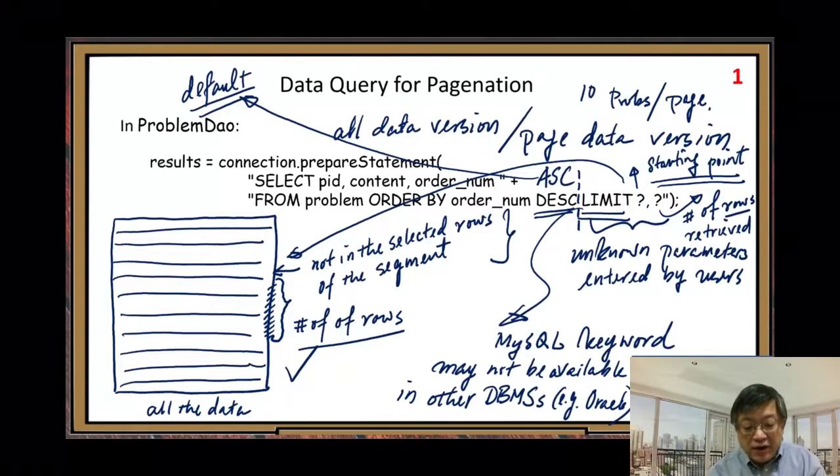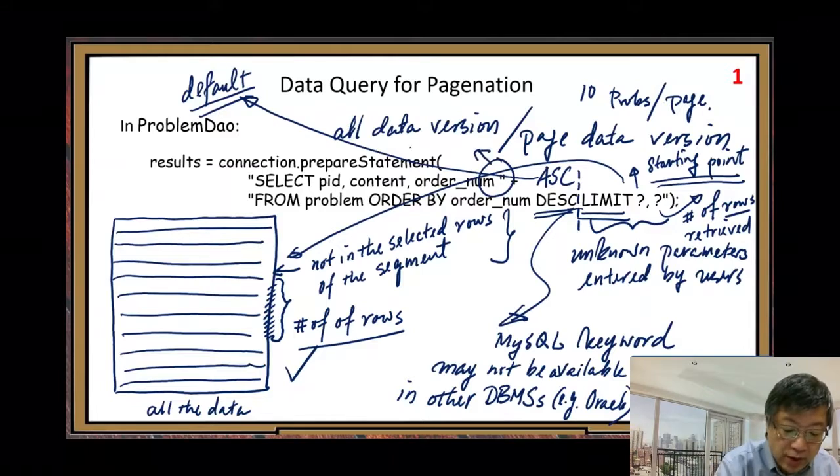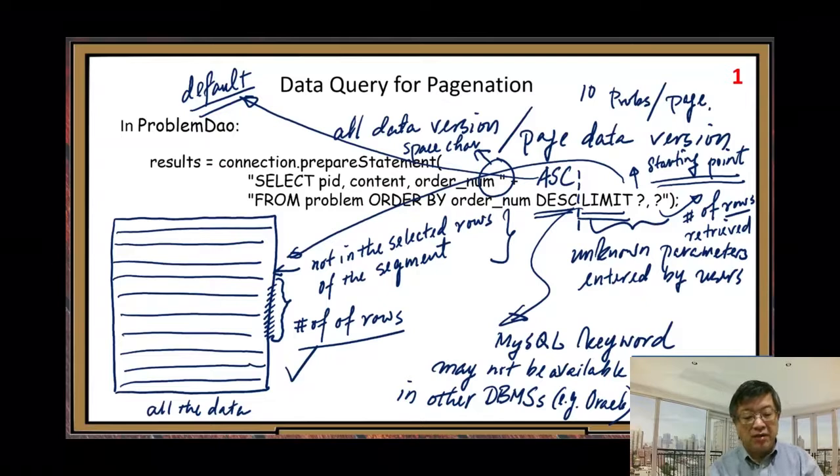Next, there is another important part. I want to make a comment. That is pretty subtle here. Look at this part. In this query, can you see a space character? This one, there is a space character. This space character is important. So I really want to point it out here.